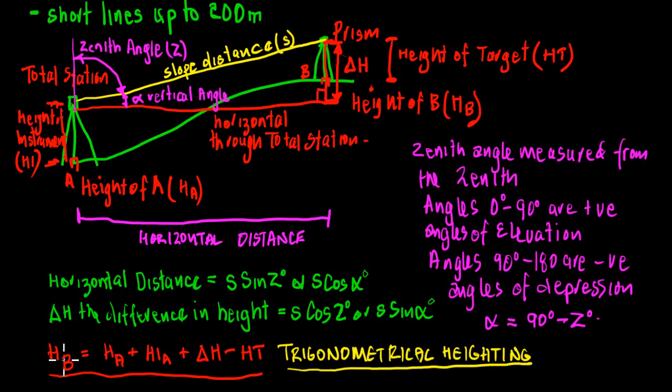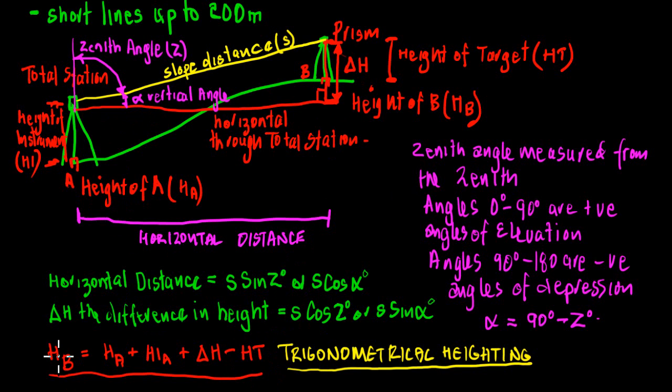So it's the height of B, which we're talking about here, the RL, or the height above a datum, usually sea level. HB equals HA plus the height of the instrument at A plus the difference in height from the instrument to the prism minus the height of the target or the height of the prism, and that will give us the RL, or the height above the datum, of B.